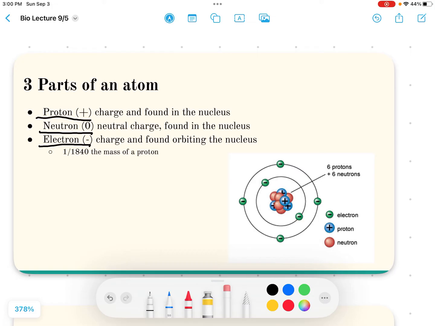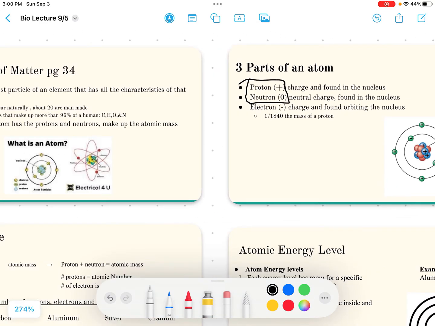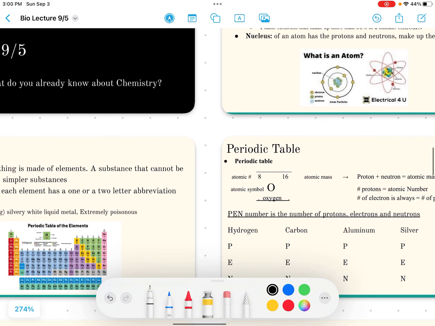Now, the interesting thing about electrons is that they are actually 1/1084th of the mass of a proton. So they are very, very small. We don't even count them inside the mass of the overall atom because of how small they are. When we're trying to figure out the mass, we really just focus on these 2 right here, because we use the mass to help us figure out how many neutrons we actually have in each element.